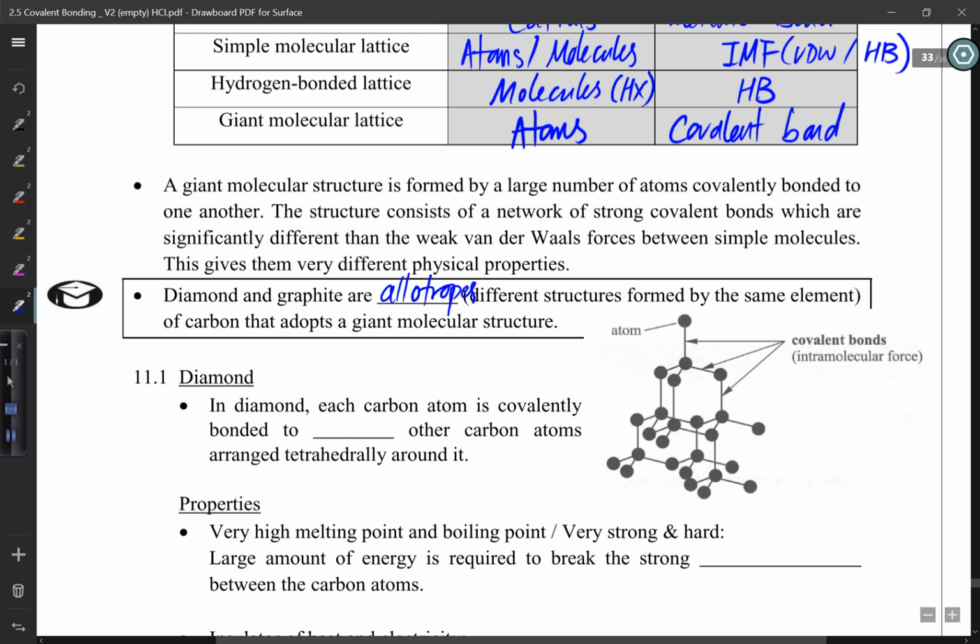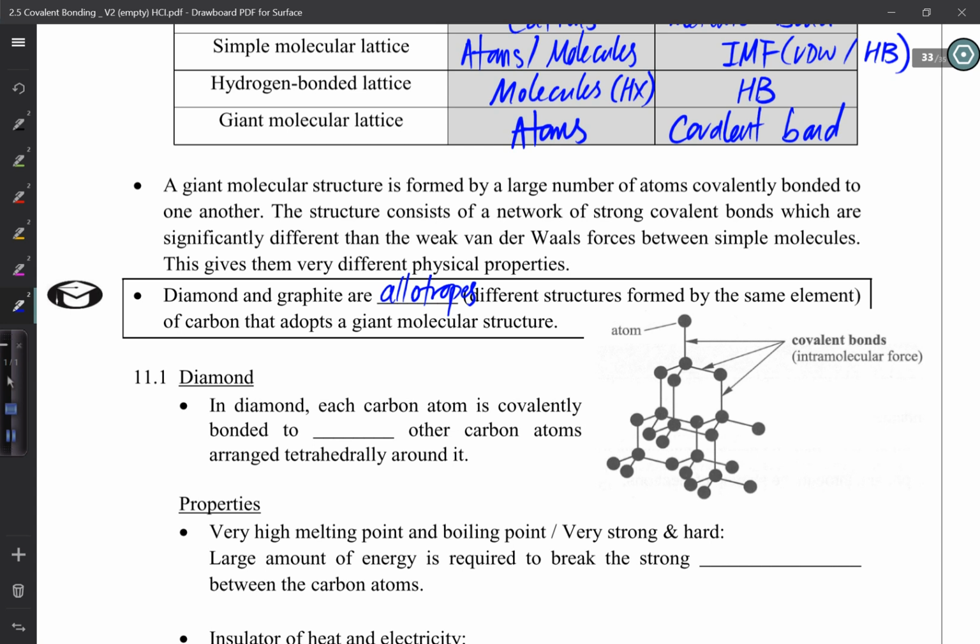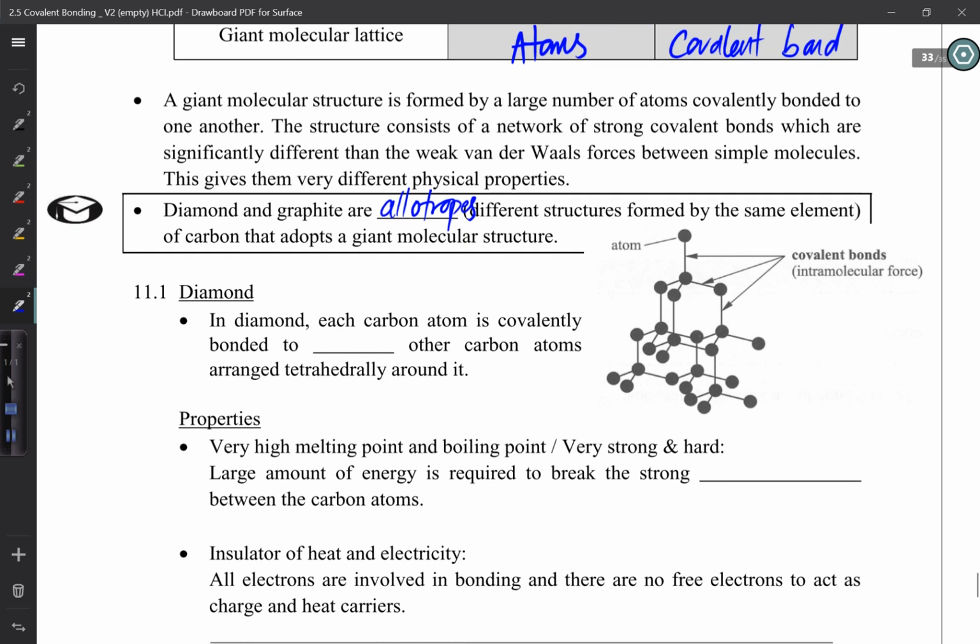Have you heard of the term allotrope before? Allotropes are different structures formed by the same element. So for example, diamond and graphite are allotropes. You have TiO2 as well, titanium dioxide. It can form a rutile structure and an anatase structure. They are also allotropes. For example, sulfur, and you have phosphorus. You have white phosphorus and red phosphorus. They are also allotropes of each other.